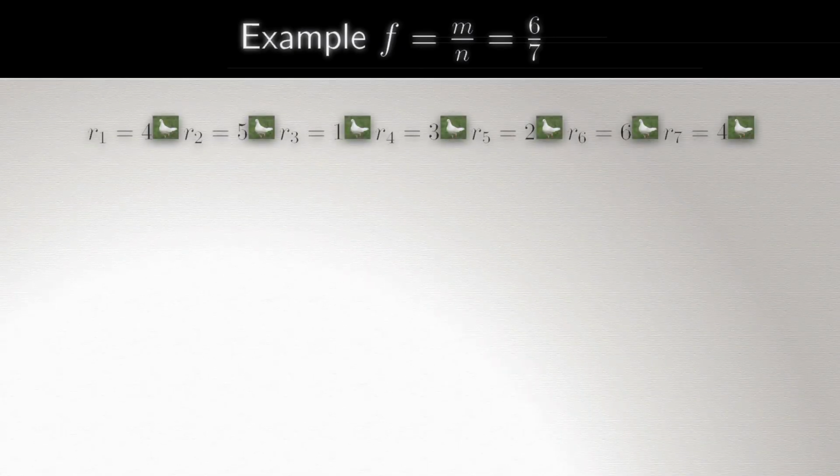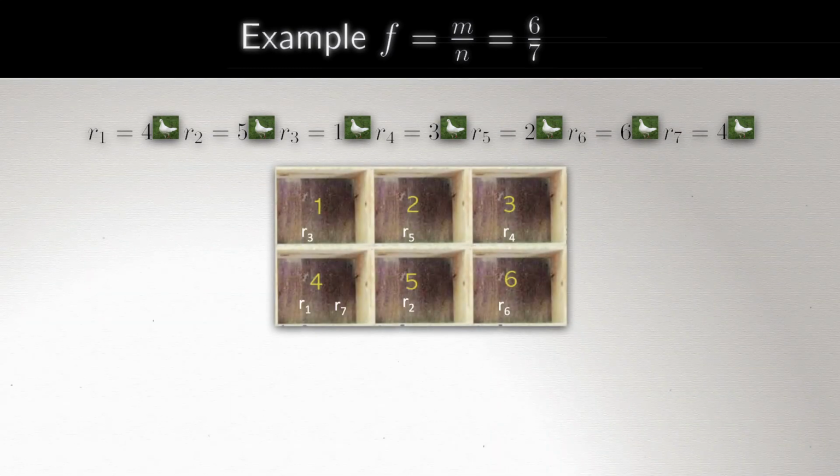We have the first remainder is 4, the second is 5, the third is 1, and so on. The seventh is 4, and we have 6 holes because we have 6 values that can be taken by the remainders. Therefore, we must have at least 2 pigeons that will occupy the same hole, and in that case it is r1 and r7, and all the others are placed in the other holes, 1, 2, 3, 5, and 6. So 1, 7 is the first pair such that r1 is equal to r7.